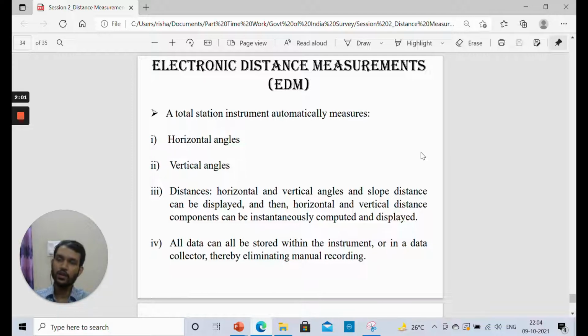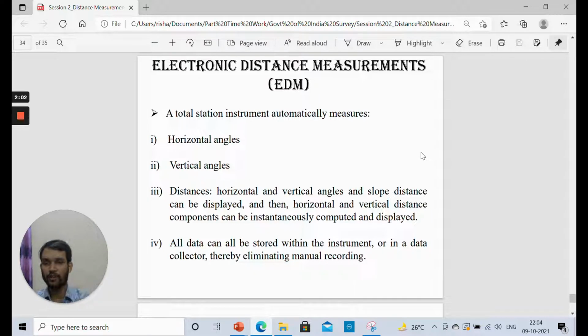And a digital computer which does all the calculations, and afterwards it displays the exact distance between those 2 points where you want to measure. So it has got an electronic distance measurement unit, an electronic angle measurement device for measurement of angles, and a computer which displays all these readings.